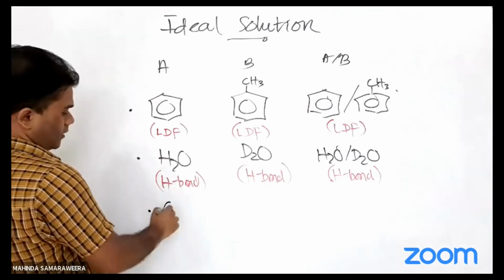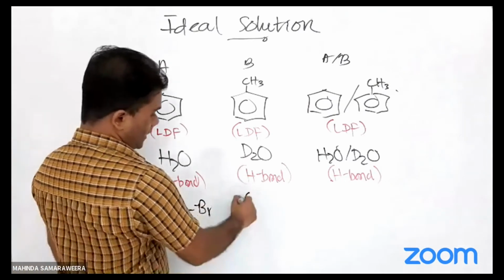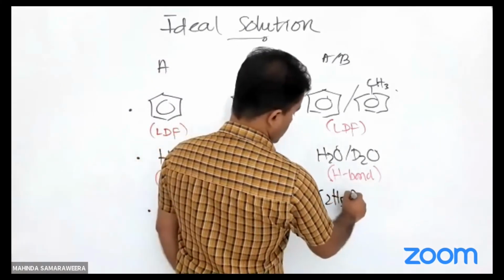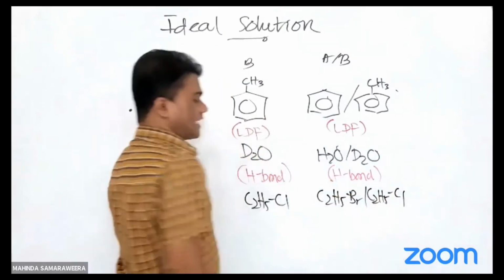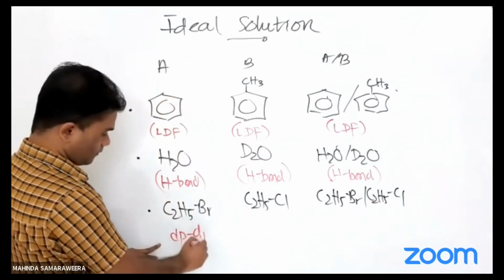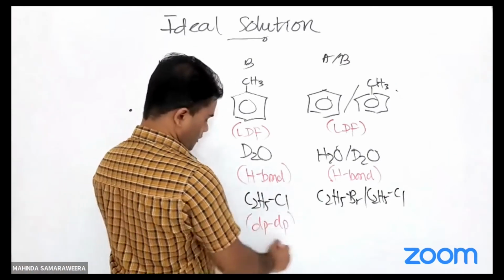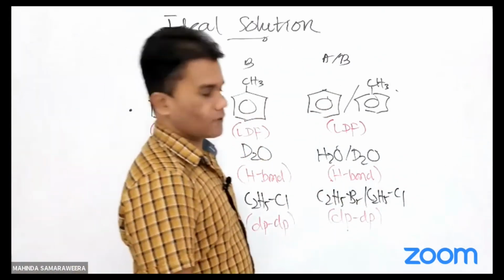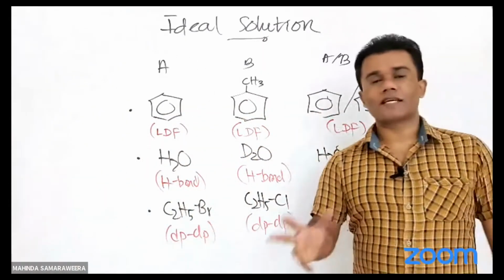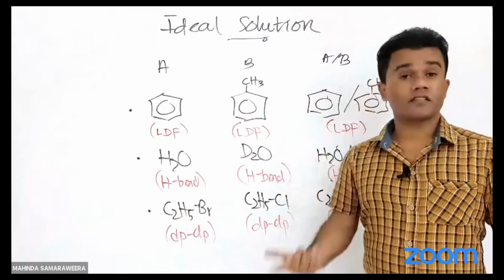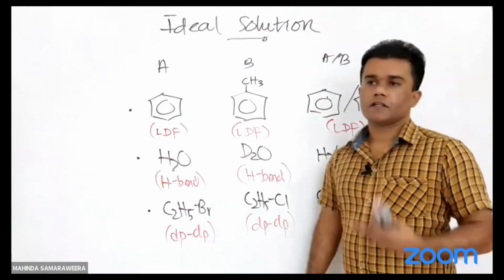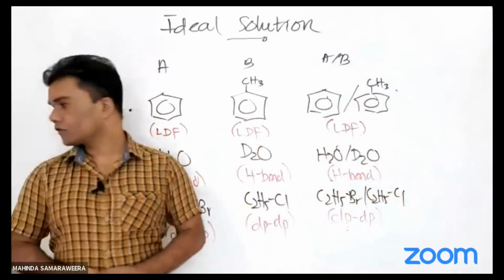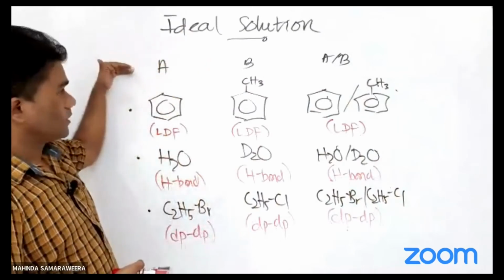Another example, I can take ethyl bromide and ethyl chloride, C2H5Cl. These are permanently polar molecules. So you know the attractive force here is dipole-dipole attraction. This one also dipole-dipole, and in between these two again dipole-dipole, because those are permanently polar. Understand? So these types of mixtures, which have two components with similar structural formulae, definitely give an ideal solution. Not exactly ideal, but a solution close to ideal behavior. Okay, ideal solution, right? Then let's start a new point.